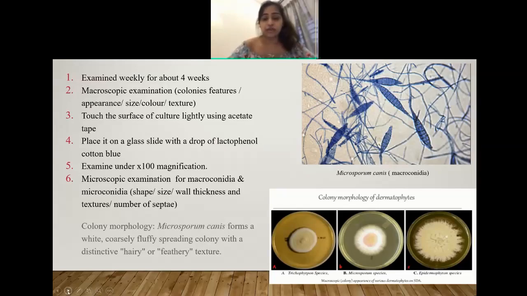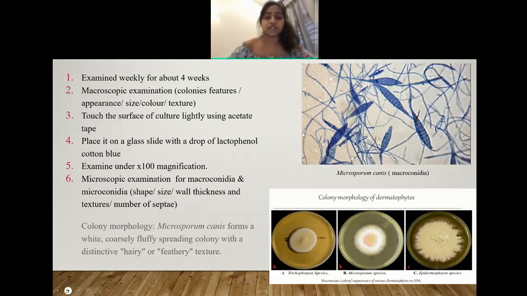So, for Microsporum canis, like the image shows, for the macroscopic examination it will have a fluffy colony. It's very white and coarse, and it has a very distinctive hairy or feathery texture. Yes, that's all from me.